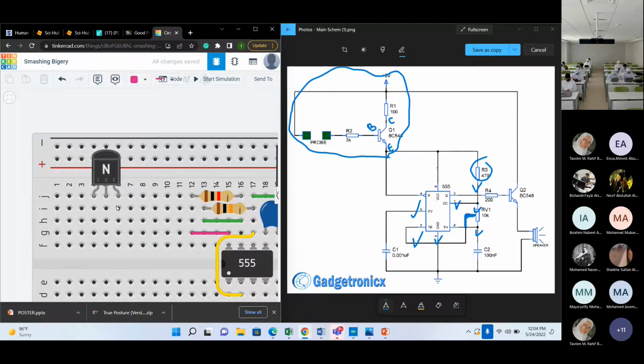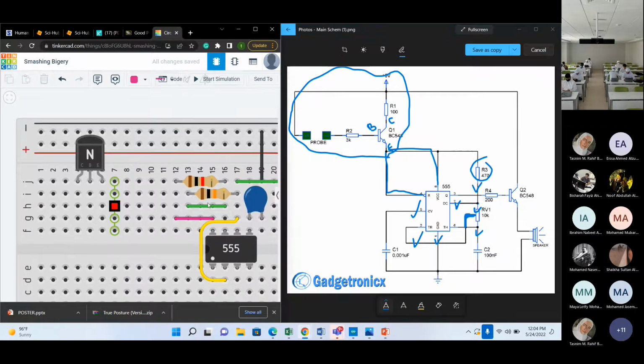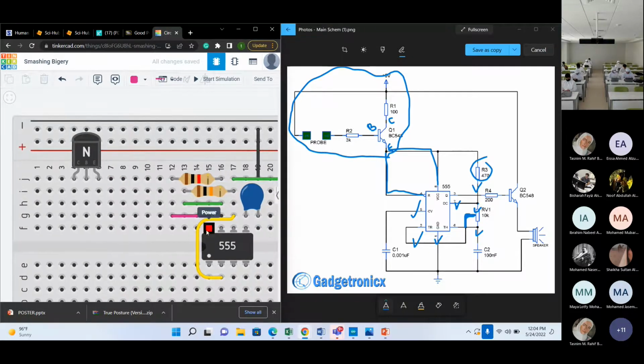We're going to connect the emitter to pin number 4, based on this connection here, and emitter to pin number 8. Okay? So let's do it together. Now, emitter to pin number 4 and pin number 8. Where's my pin number 8? This is pin number 8, right?